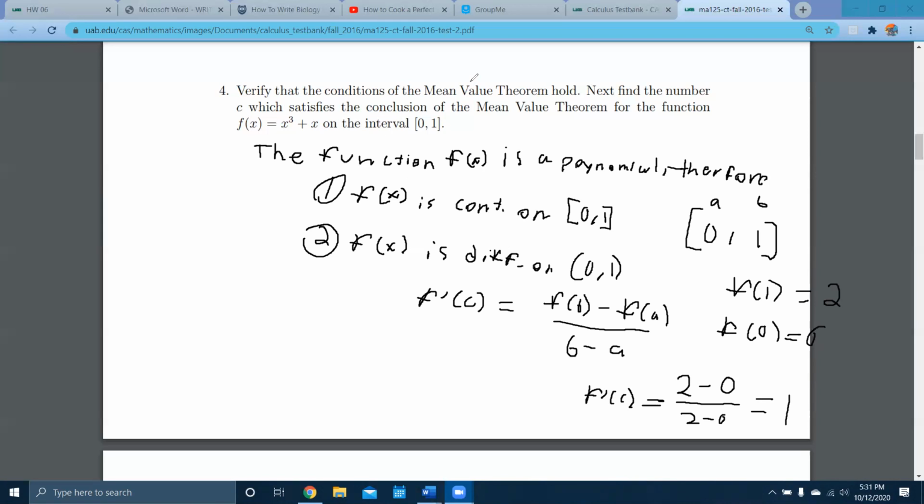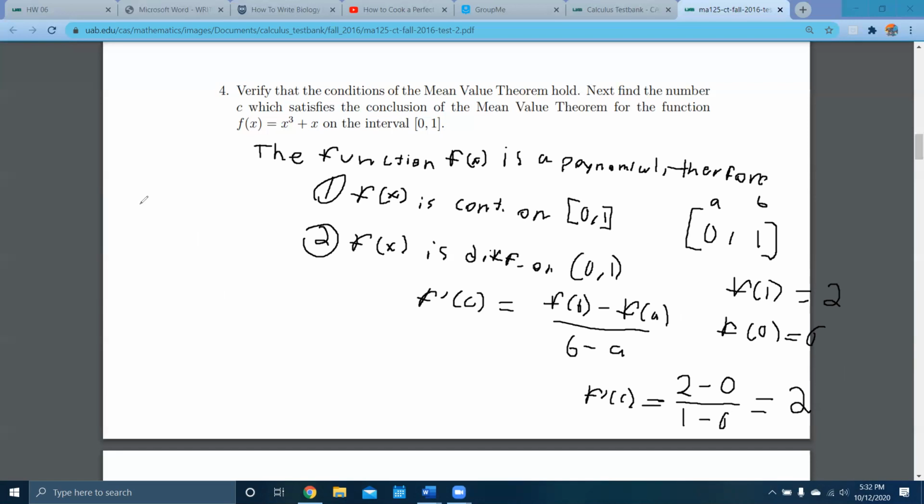Nope, never mind. Oops, almost did an oopsie. That's wrong there. Ignore that. You do not use the f of a and f of b values in here. It's b minus a. That's my fault. It's 1 minus 0, which means that f prime of c must equal 2. My bad there, for anyone who catches that.